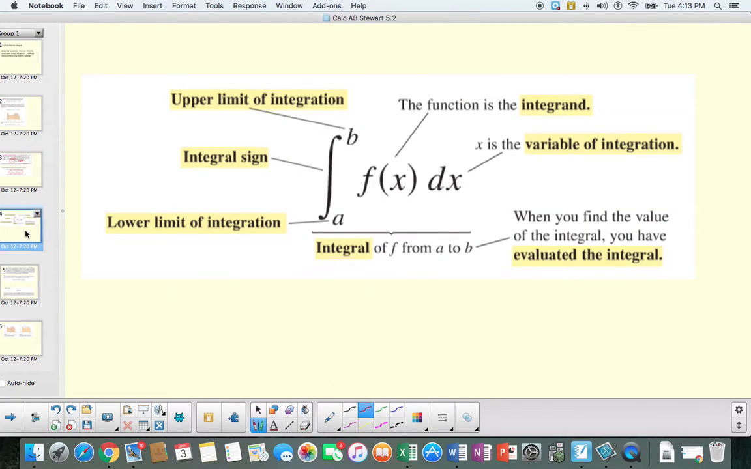Here is the integration symbol. Let's make sure we understand all the parts. B is what we call the upper limit. A is the lower limit. This is the integral sign. This part right here that shows the height of the rectangle, that's what we call the integrand. This dx is the width of the rectangle, the variable of integration. And the whole symbol altogether is called the integral of f from a to b. And when you actually find an answer, you are evaluating the integral.